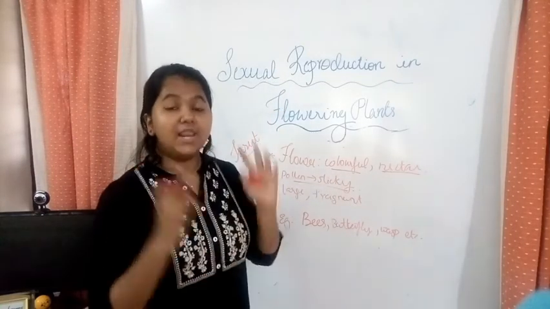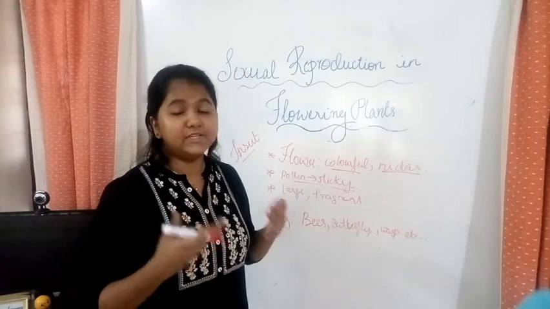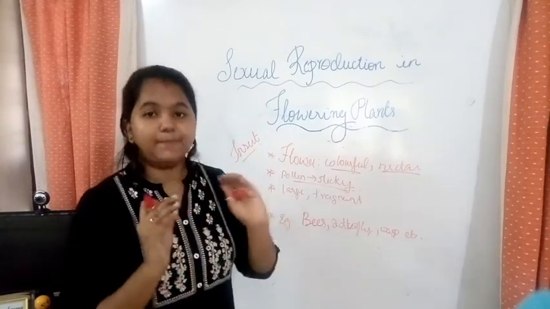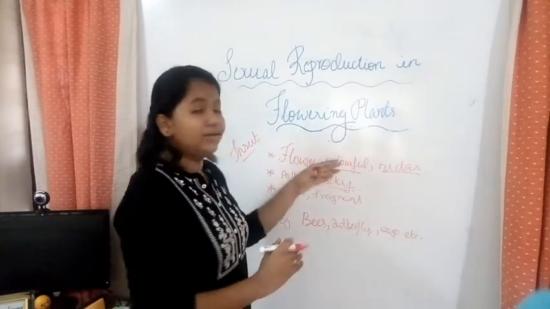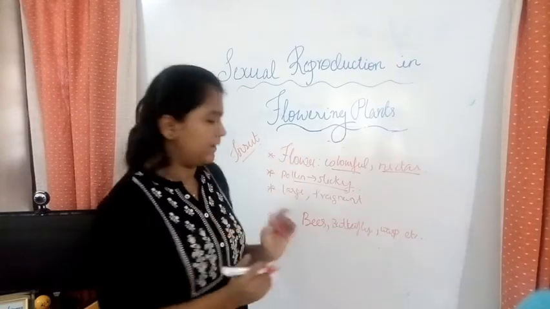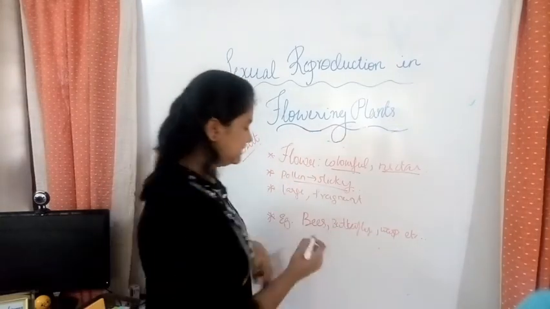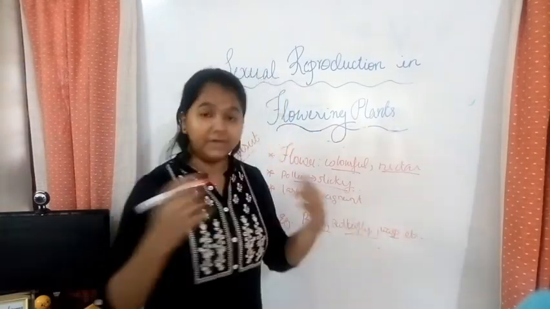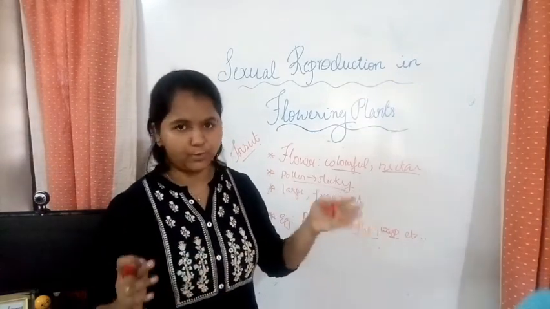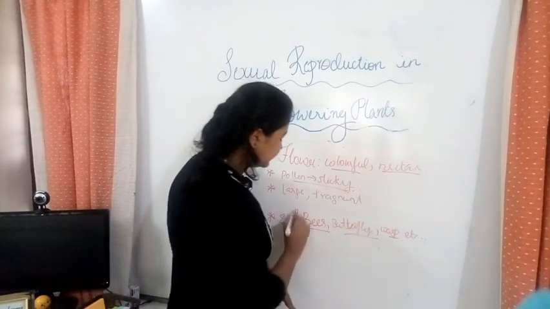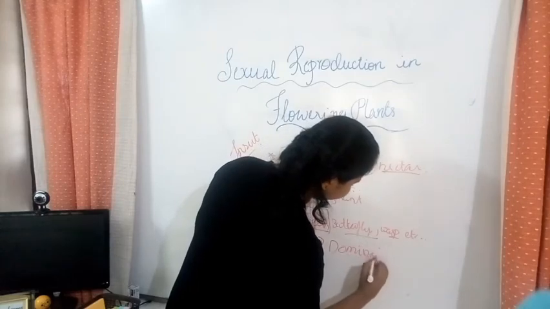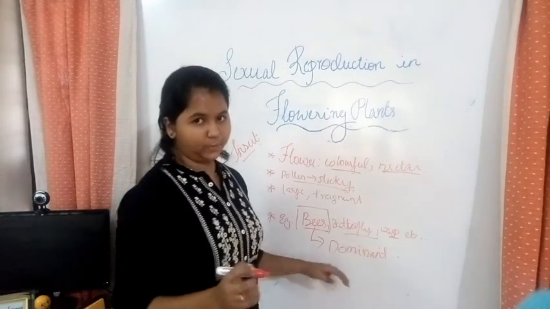And these flowers are large and have good fragrance. Fragrance means a good smell. Usually the pollinators are attracted by the color or the smell. Examples of some pollinators are bees, butterflies, wasps, birds, etc. Also primates like reptiles also play a role in pollinating. So bee is the dominant one.